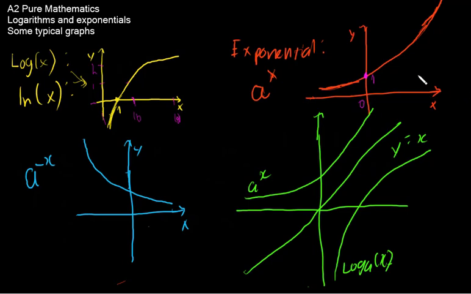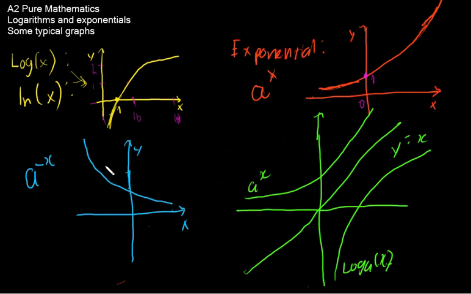As x increases, this increases much more rapidly. Here the slope actually increases through time. Once we get very high, a small change in x can result in a very, very big change in y.